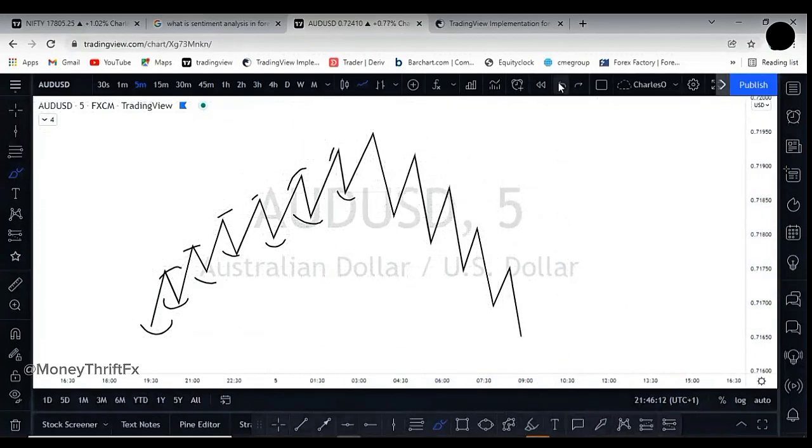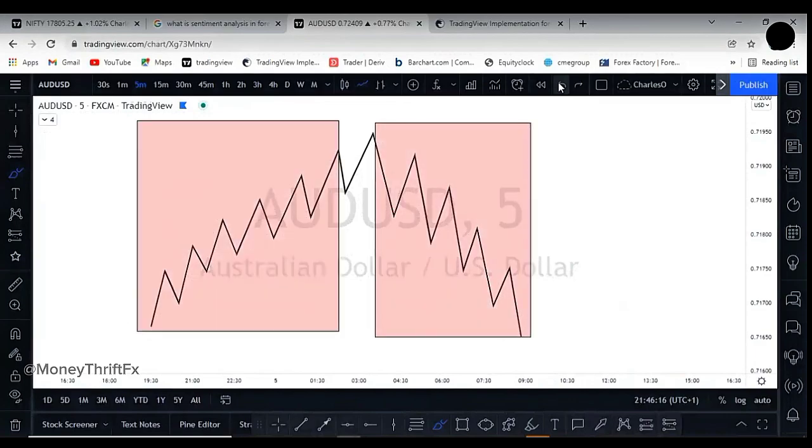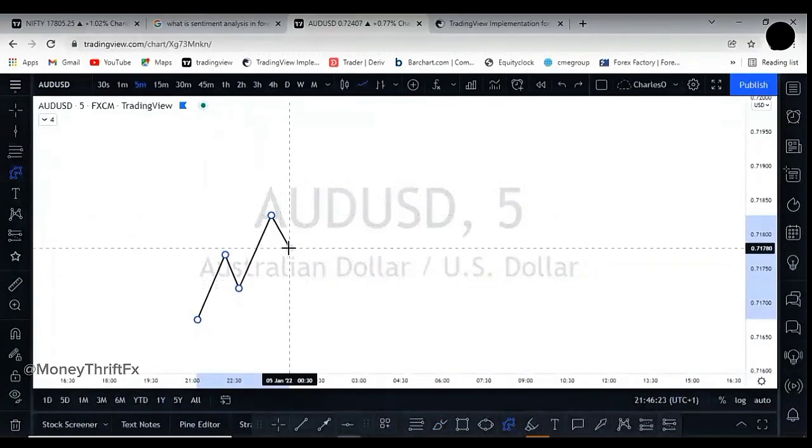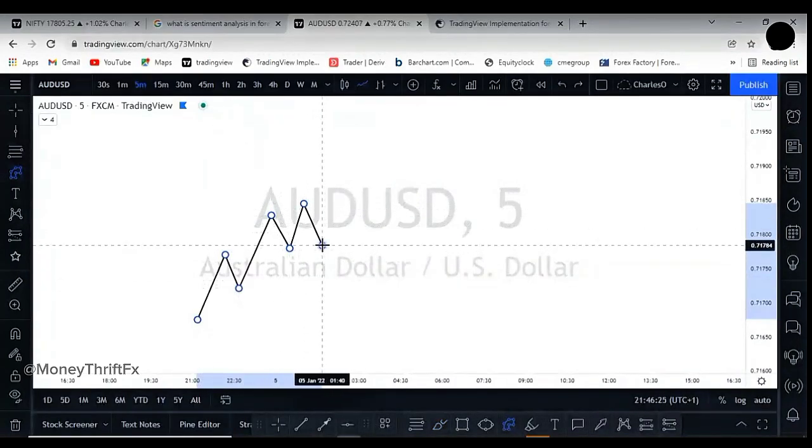So you can also see these things come into play at the same time. It depends. It's not always picture perfect, right? So you can also have price doing higher highs, higher lows, higher highs, and then range a little bit.